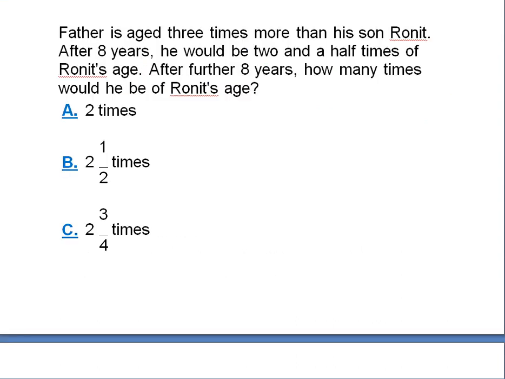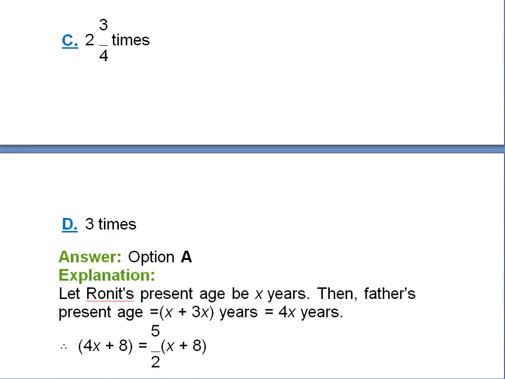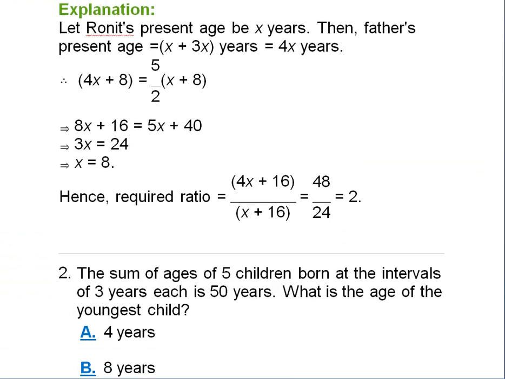So the first question is, father is aged 3 times more than his son Ronit. After 8 years, he would be 2.5 times of Ronit's age. After a further 8 years, how many times would he be of Ronit's age? Let's move on to the solution. So let present Ronit's age be x years. Then father's present age would be x plus 3x years, which is equal to 4x years.